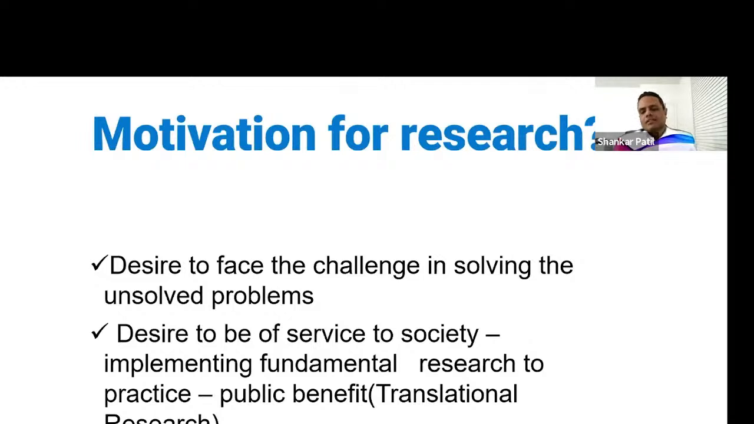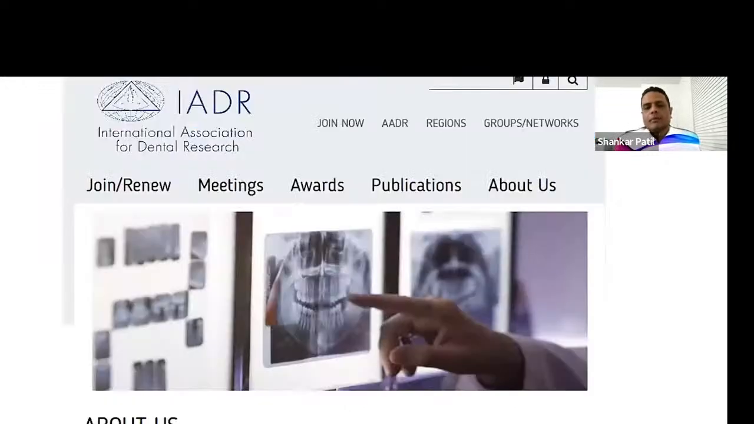If you are doing research in the lab, at the end, whatever publications we do, whatever citations you get, that is not enough. It should help the patients. And if you do some educational research, then it should help the students. So translational research is very, very important. That is bench to bedside.